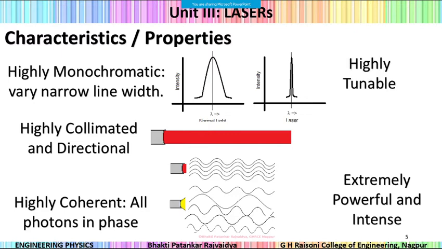And now, highly tunable: laser can also be made tunable, meaning we can change the frequency of the laser as per our desire. If we have one laser then we can modify it and change it to a second form of laser. So for example, converting a red color laser to another color laser like orange, changing its frequency or wavelength, all this can also be done.